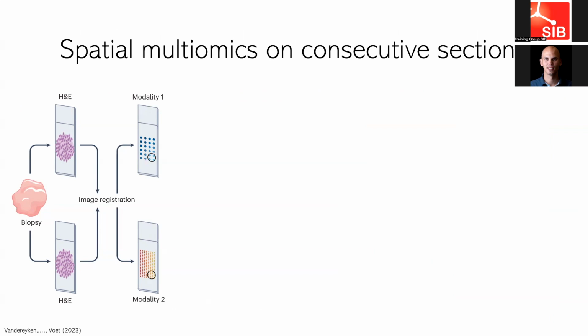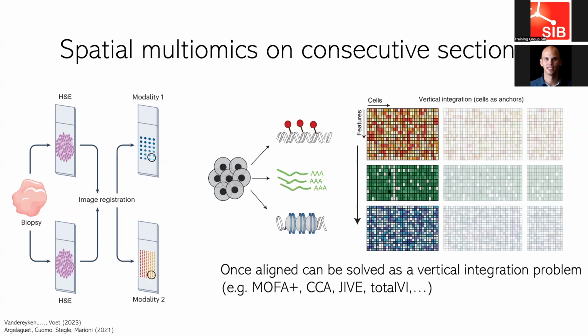If you have done this, then you have correspondence or matching between spots or cells in the two sections. And then you can turn it into a vertical integration problem, right? Now for the same matching location, I have information from modality 1, and I have information from modality 2 and maybe 3 and so on. And this you can solve with any of these vertical integration methods like MOFA Plus or CCA, Jive, Total VI, and so on, where you can learn an embedding using two sets of features instead of one. But you're anchoring yourself on a cell or a spot, and that anchor you get by the mapping of these spots between the two sections.